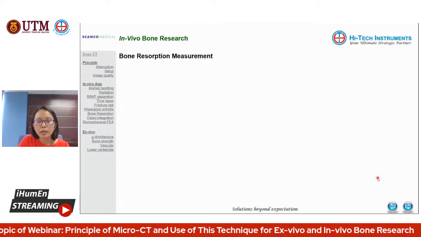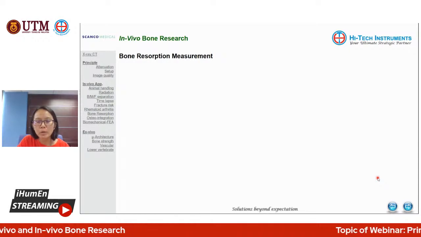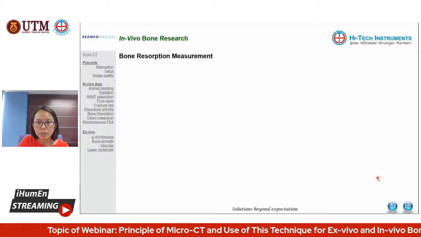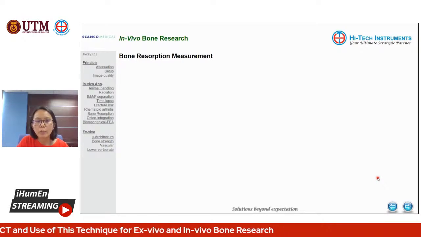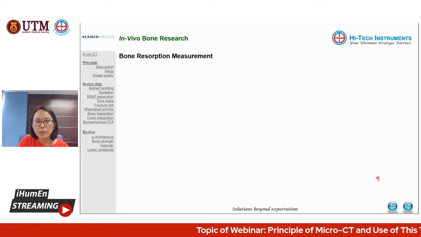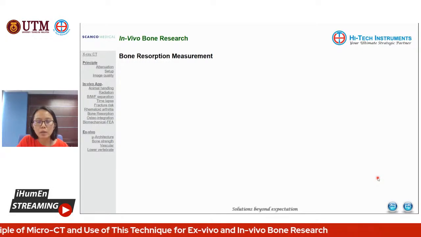Okay, and for some of the systems, we can use a software that allows you to do image registration. So what we mean by image registration here is that you can do overlapping of your scan 1, scan 2 after 1 week, or scan 3 after 2 weeks. You can do overlapping, and from there you can do bone resorption measurement, like to identify the bone gain and the bone loss in the time-lapse observation.